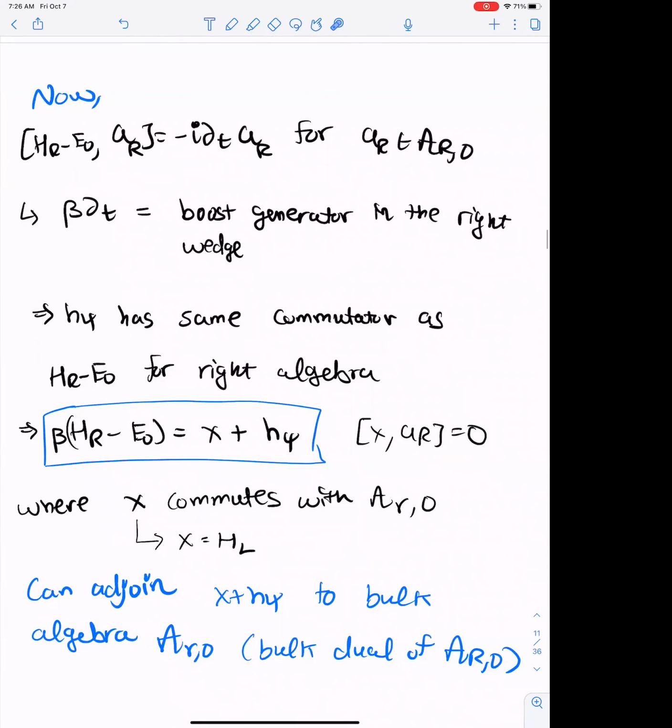I would have thought it would have been beta times the left Hamiltonian. Why? There's a beta there. Yeah, that's right. Okay.